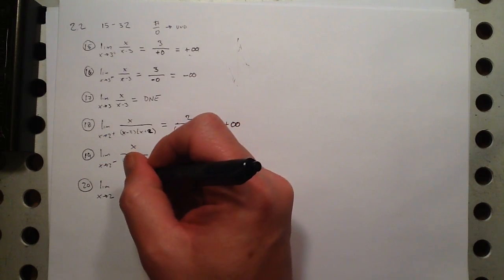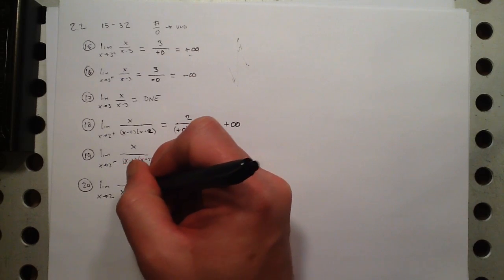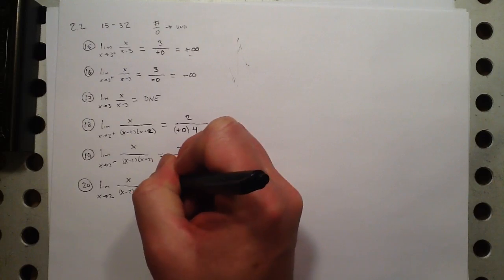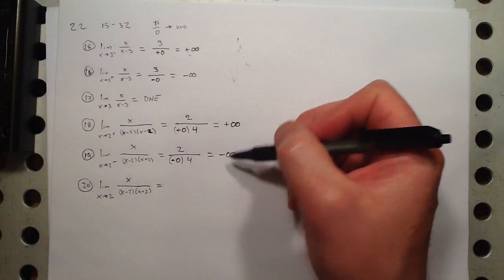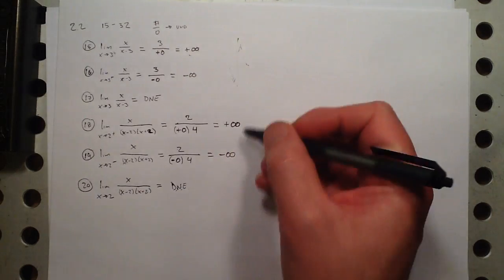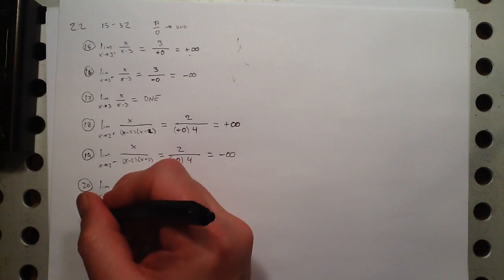As x approaches 2, I don't need to plug anything in here because I've already done both sides. So the two sides disagreed, so this limit does not exist. I can't say positive or negative infinity because they disagree.